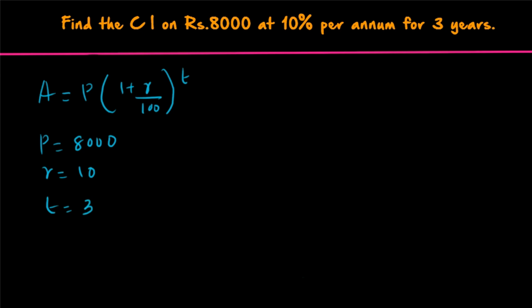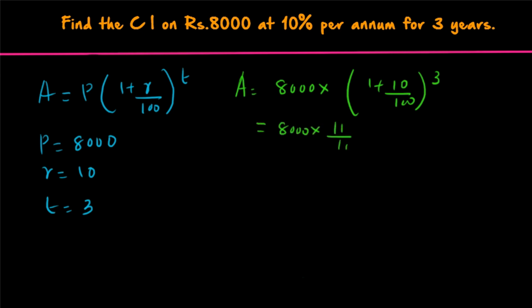So substituting the formula here, we will be getting amount is equal to 8000 into 1 plus 10 by 100 the whole cube. And 1 plus 10 by 100 we will be getting it as 110 by 100. So which will be equal to 11 by 10. So we will be getting it as 8000 into 11 by 10 into 11 by 10 into 11 by 10. So what we will be getting? These 3 zeros, everything will be getting cancelled. So we will be getting 11 cube into 8, which will be equal to 1331 into 8.